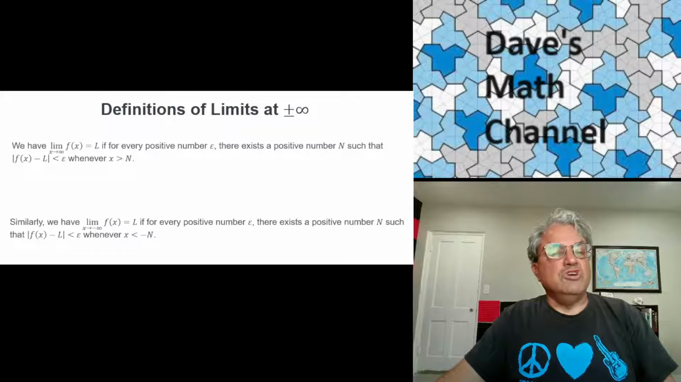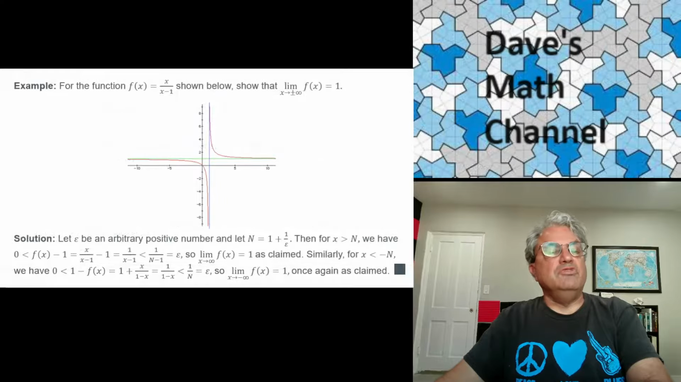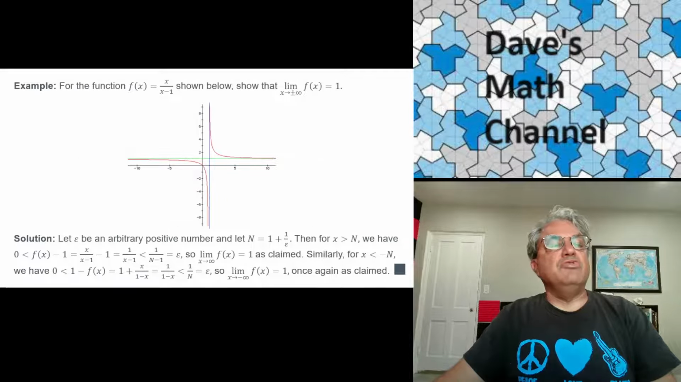And similarly, when the argument's negative, we just say that the limit is L if for every value of x less than minus n, the absolute value of f of x minus L is less than epsilon. So it's kind of like the other definitions we were doing. But anyway, let's just do an example. So let's consider this example again.